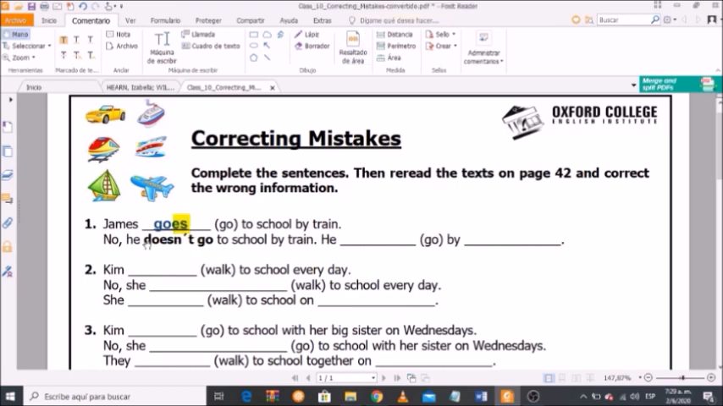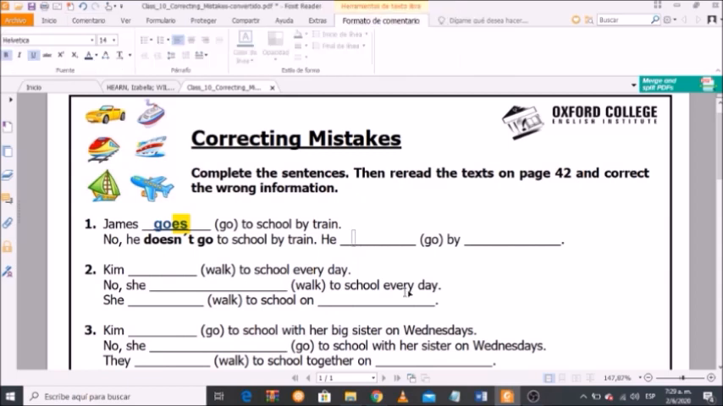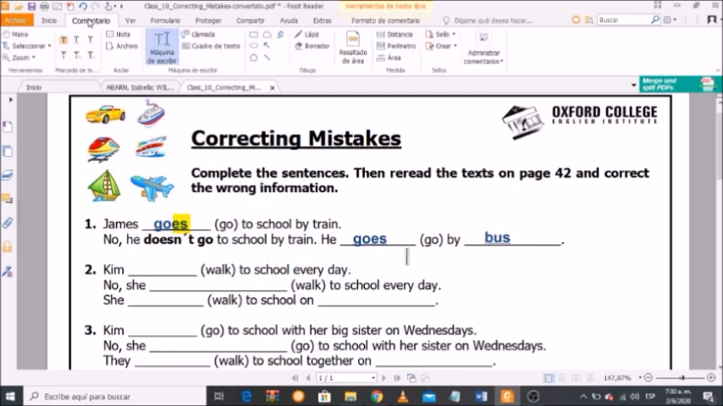But we know that he doesn't go to school by train. No, he doesn't go to school by train. How does he go to school? Okay, very good. He goes to school by bus. Okay? Entonces, recuerden que para poder corregir esta oración, tenemos que fijarnos en los textos de la página 42. So, remember here, he goes by bus.